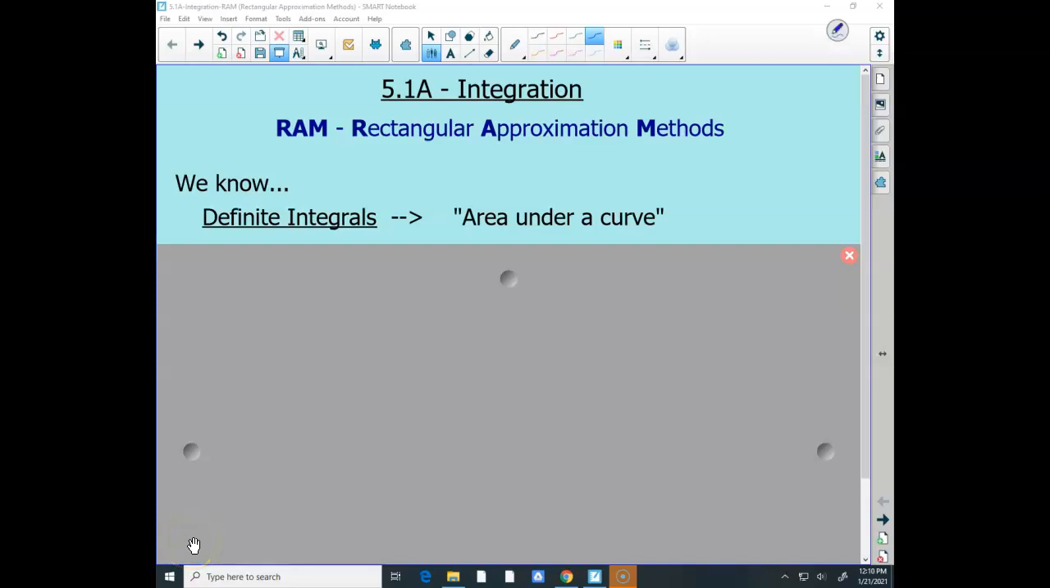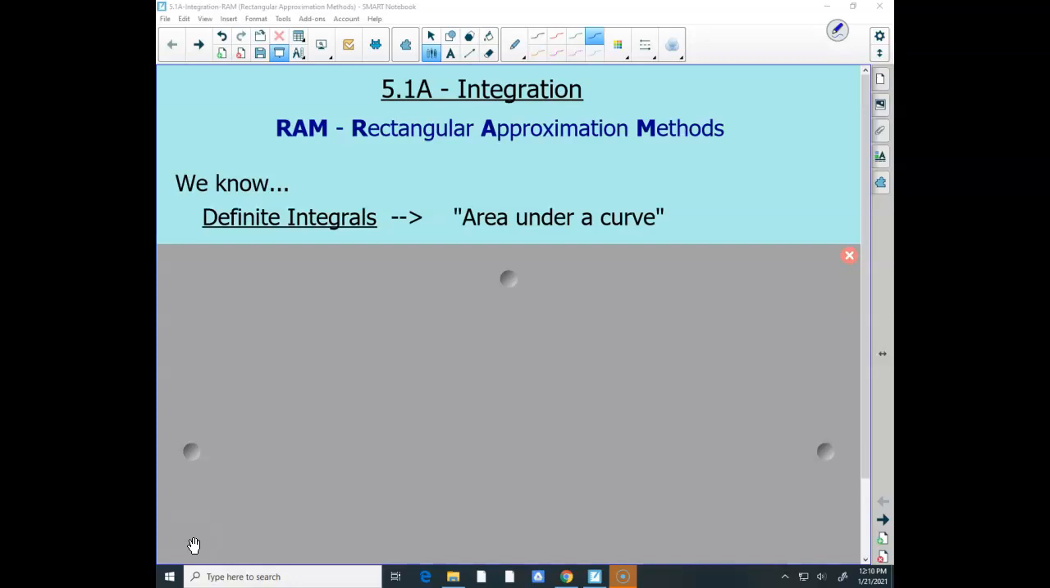Hey, good morning, guys. Hopefully yesterday made sense with our counting squares and trapezoid approximation. And today we're going to extend that a little bit. So we're going to call it kind of integration today. Basically the same thing with RAM, which actually means rectangular approximation methods.